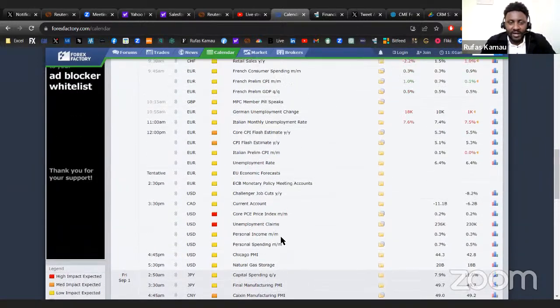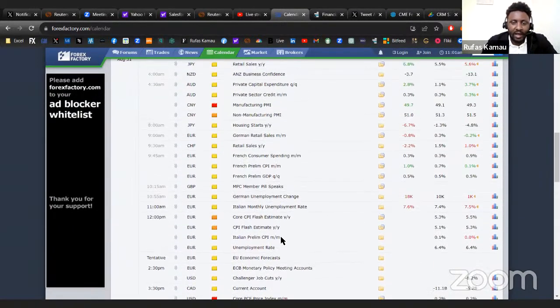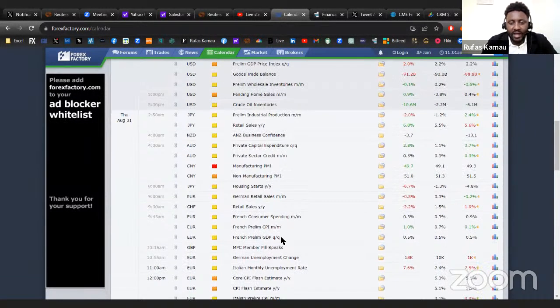With that in mind, we know that today is a largely quiet day until we get into the evening. We've had preliminary industrial production for Japan coming in weaker than expected. Retail sales for Japan jumped higher to 6.8%. ANZ business confidence in New Zealand improved to negative 3.7 from negative 13.1 the previous reading. Private capital expenditure in Australia improved by 2.8%, which was lower than the previous month, so it was better than expectation.